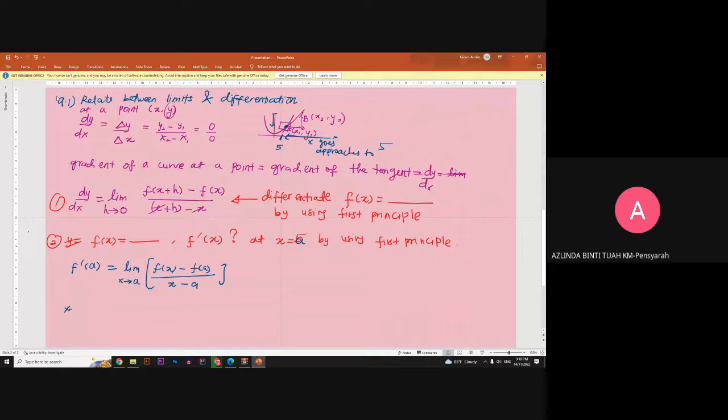And you have to bear in mind the methods of solving both formulas. You must use either method 2, which is factorization, or method 3, which is multiplying with the conjugate.